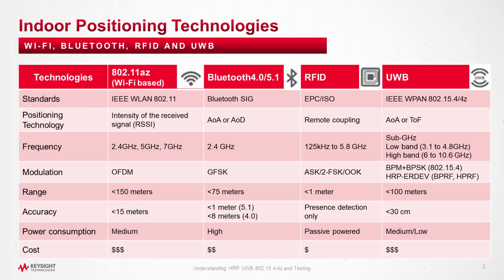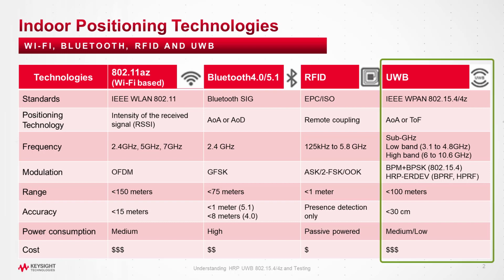Now, there are some different wireless technologies for indoor positioning like Wi-Fi, Bluetooth, RFID, and UWB. They are using different positioning methods, such as received signal power used by Wi-Fi, angle of arrival or angle of departure used by Bluetooth, time of flight used by UWB, or just a remote coupling used by RFID.